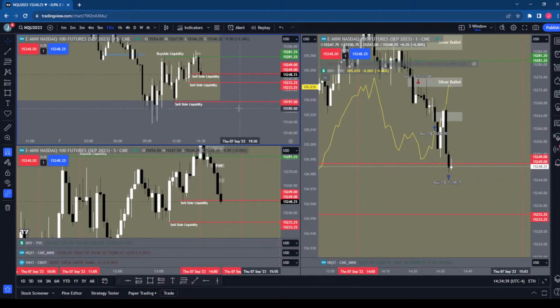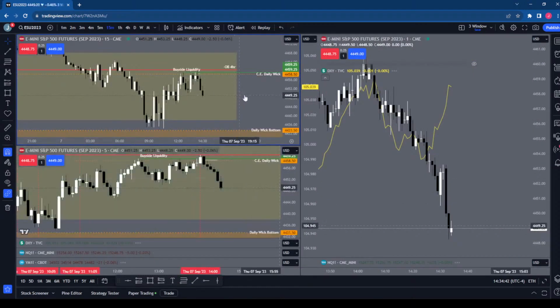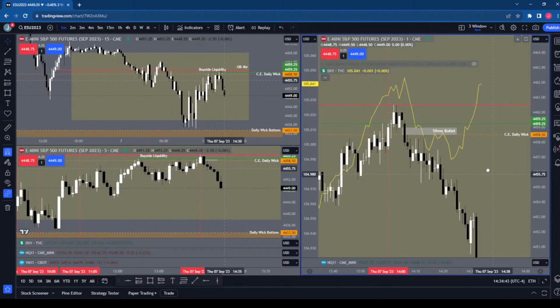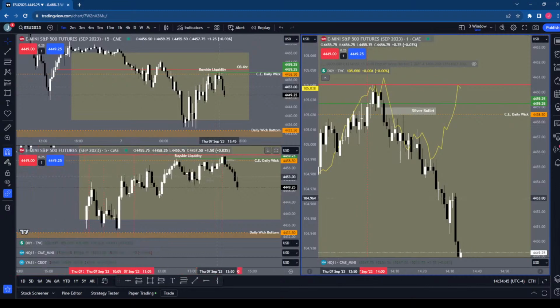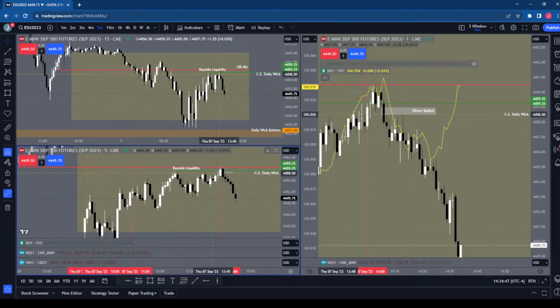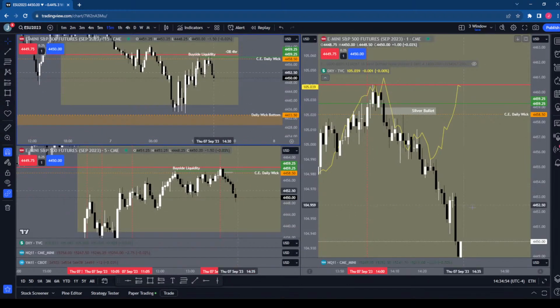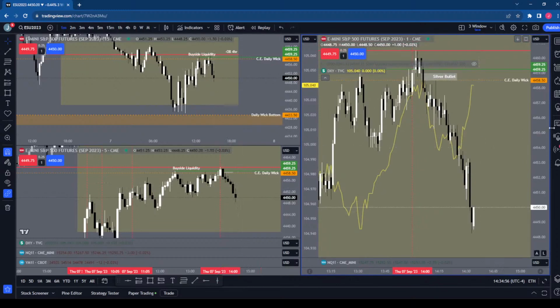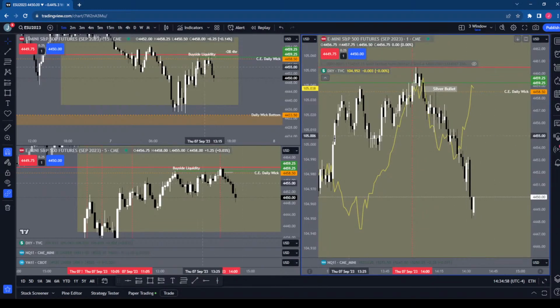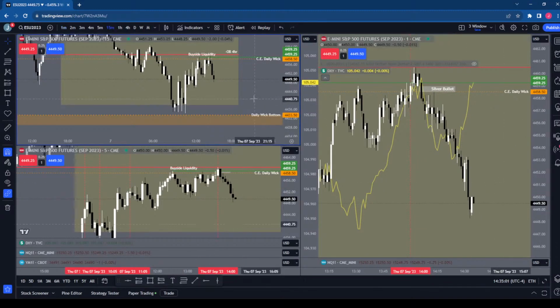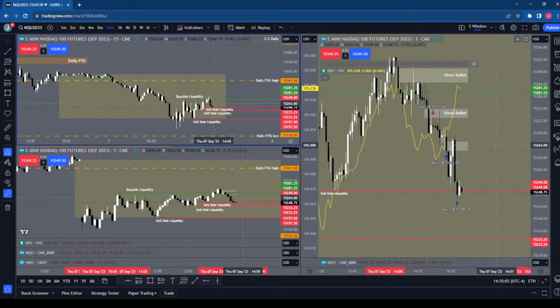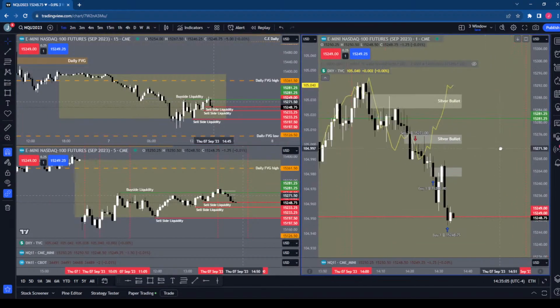Let's look at ES. ES looked pretty good as well. We took the lunch, the high of the day liquidity, hit that 4 hour bearish order block, and now we're getting heavy on ES. ES actually looks like it offered a little better, it's dropping just as much as Nasdaq.